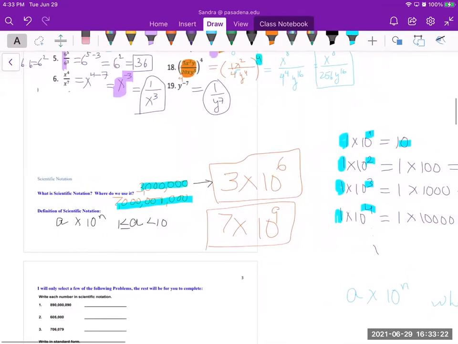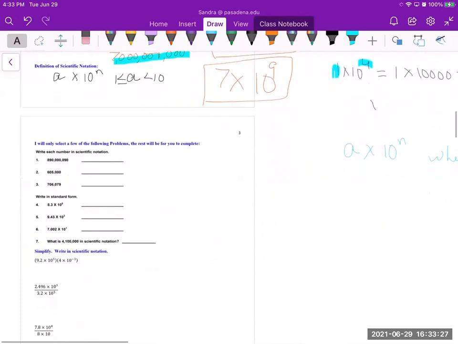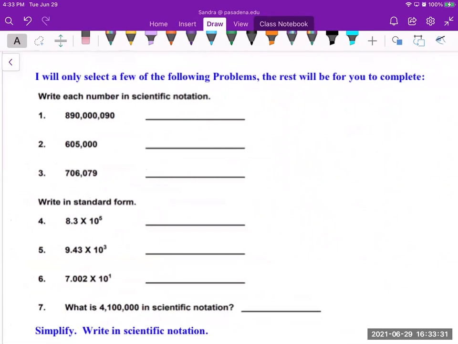I'm only going to be doing a few of these problems, not all of them, because otherwise I wouldn't be able to finish all of them. So I'm just going to do a few. Go ahead and write each number in scientific notation. So let me go ahead and do problem number 1, and then you will be responsible for 2 and 3. And then I will do problem number 4. You will be responsible for 5 and 6 and 7.